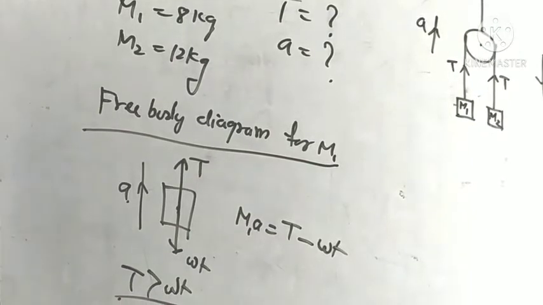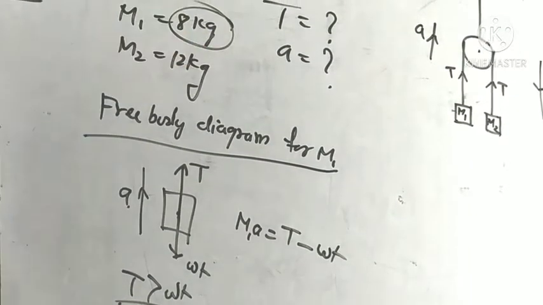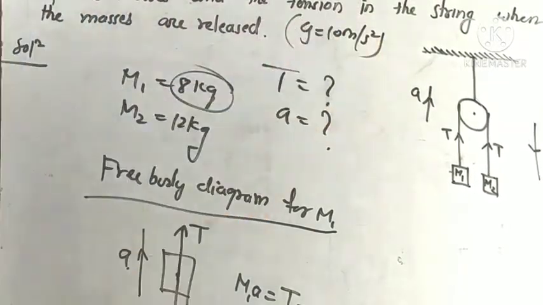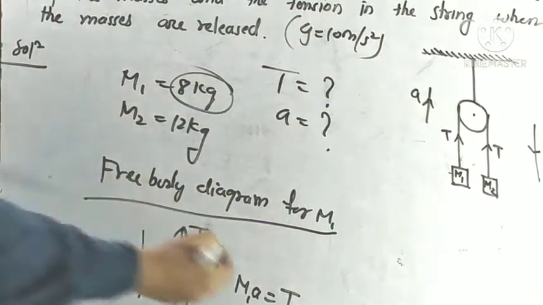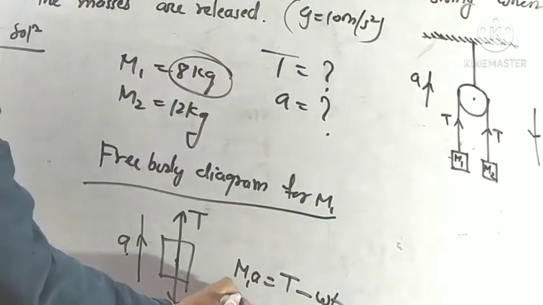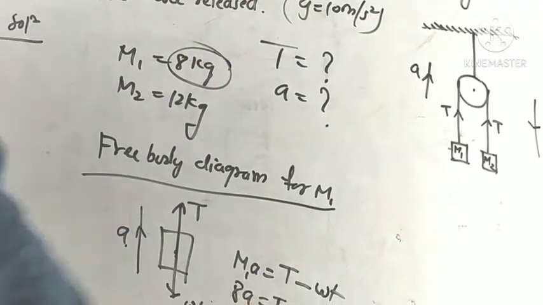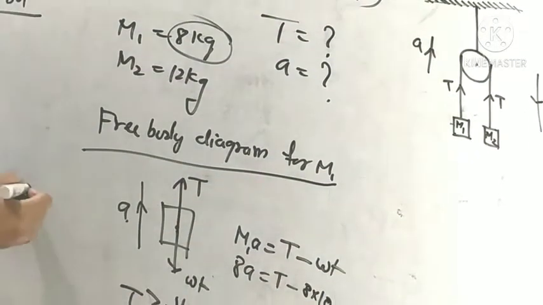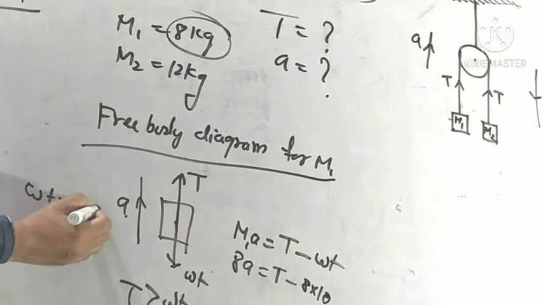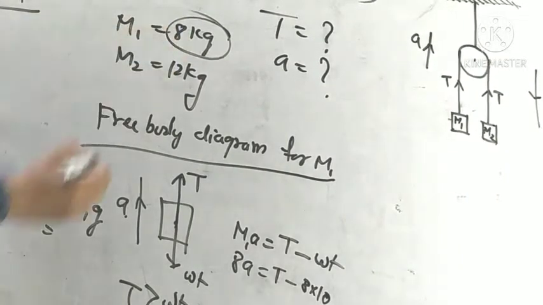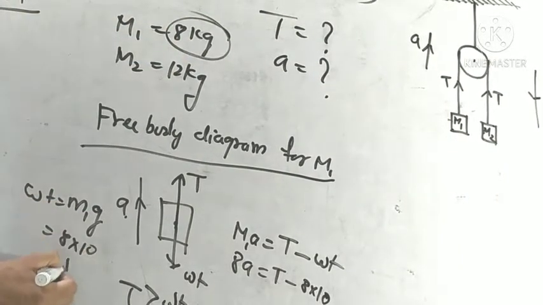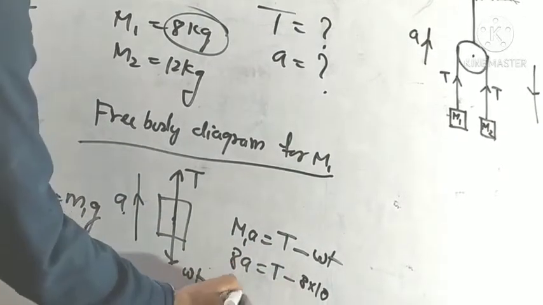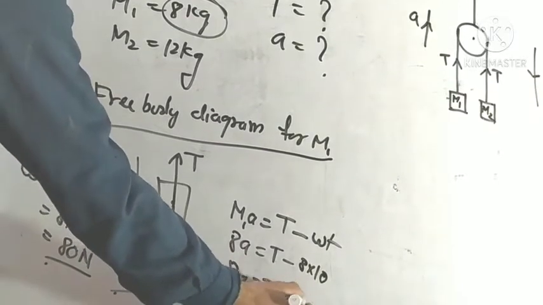Now we put the value of M1, already given here, 8 kg, and g 10 meter per second square. Here we put the respective values. 8A is equal to T minus the weight of this body. Weight we already know is m1g, the value of m1 is 8 and g is 10, so 80 Newton. So 8A is equal to T minus 80, we call it equation number 1.